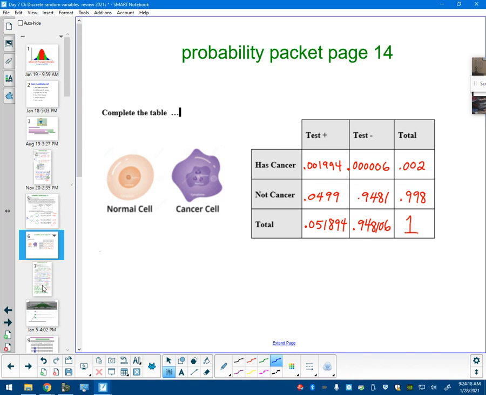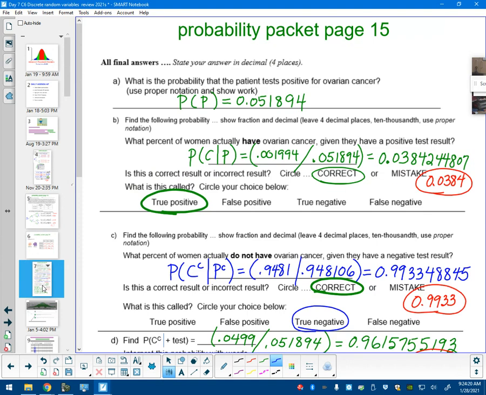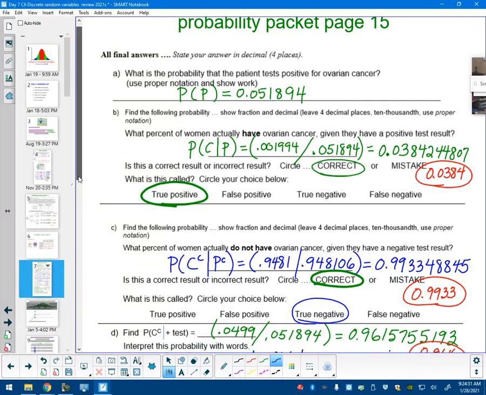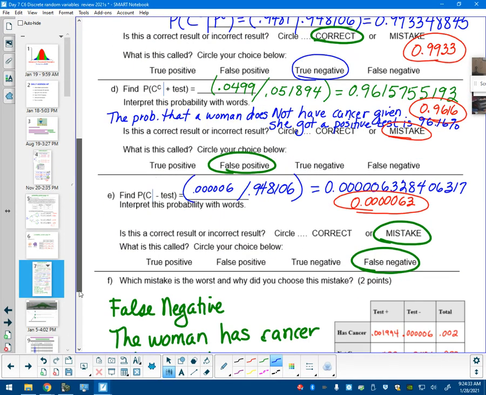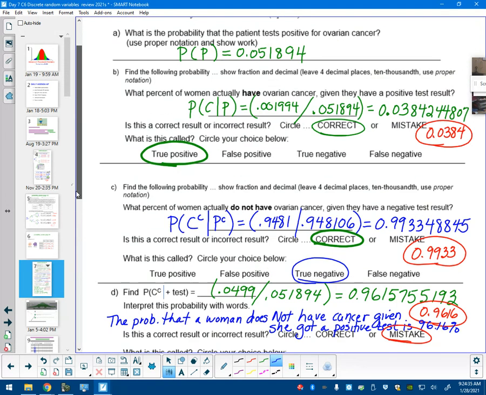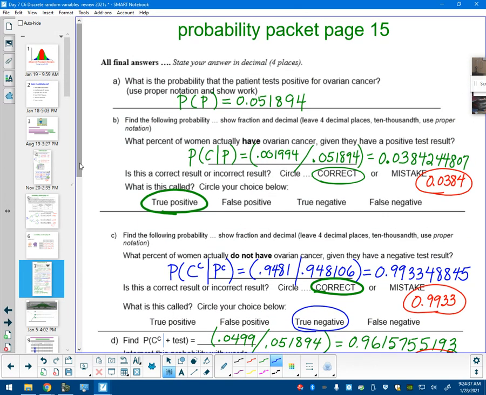All right. This page 15 is extremely important to your near future. Hint, nudge, wink. All right? So please ask me some questions if you do not understand something on page 15.